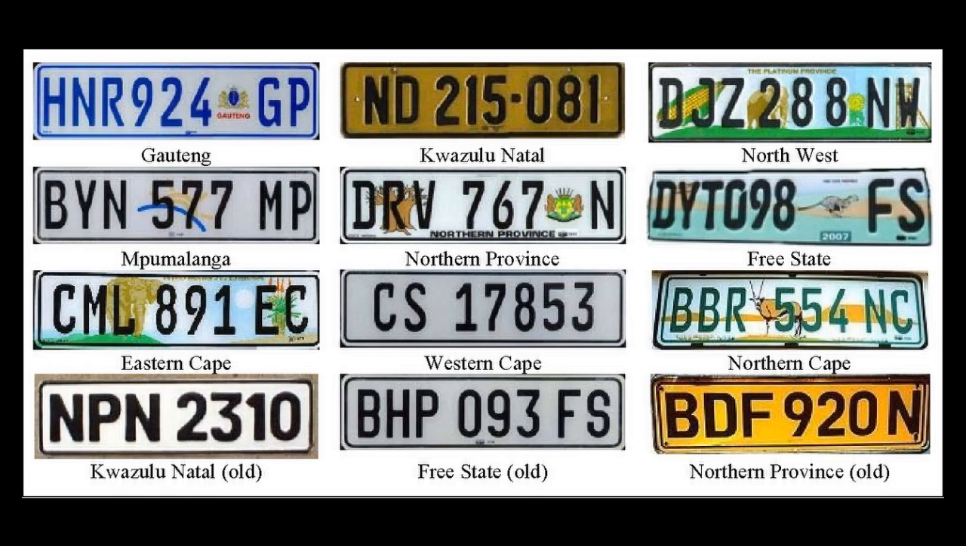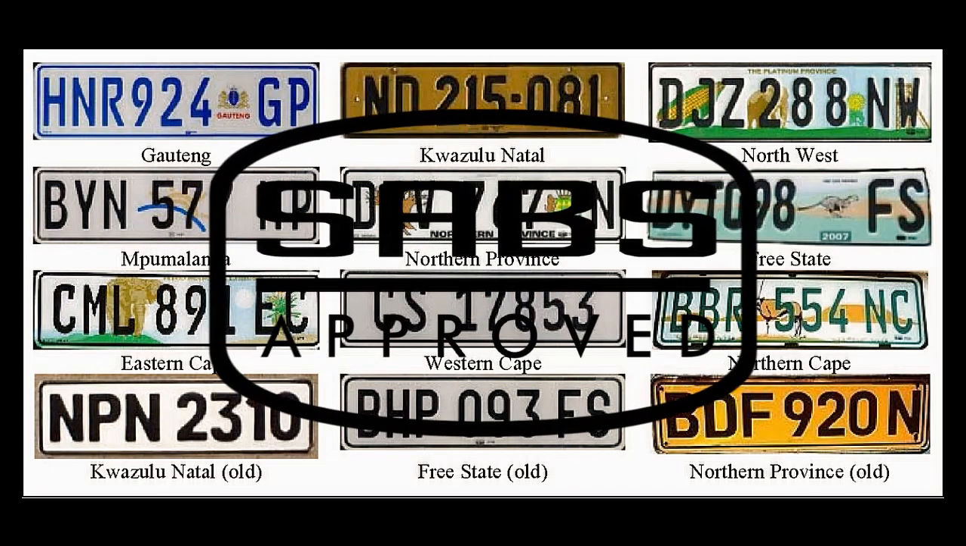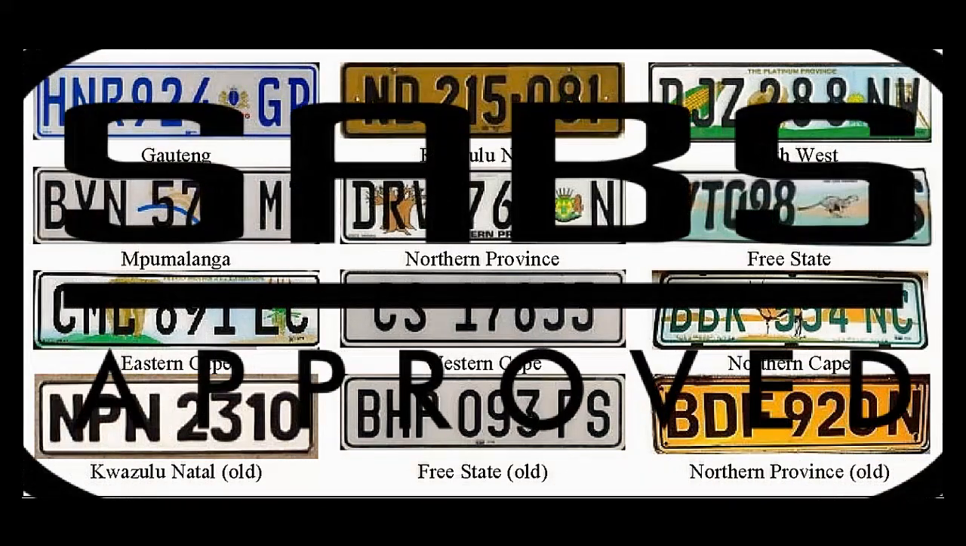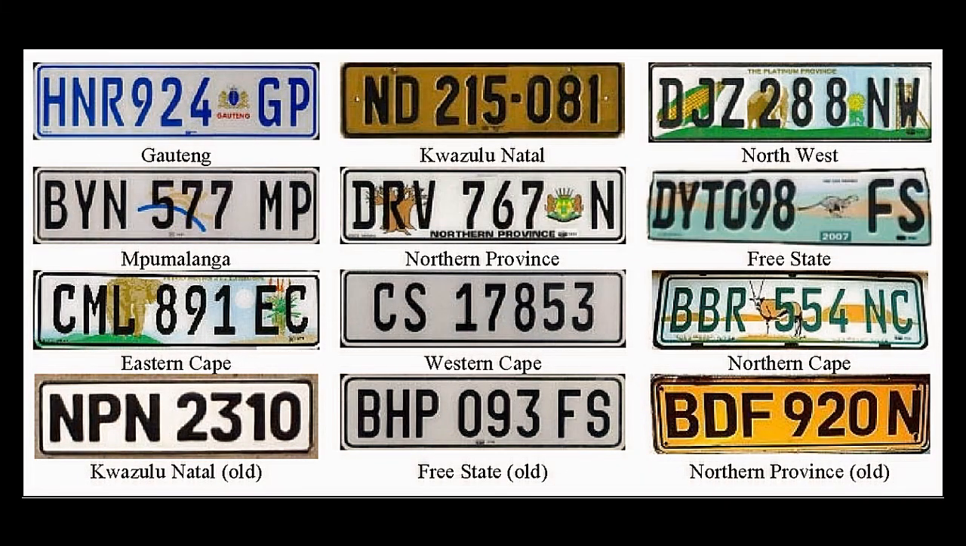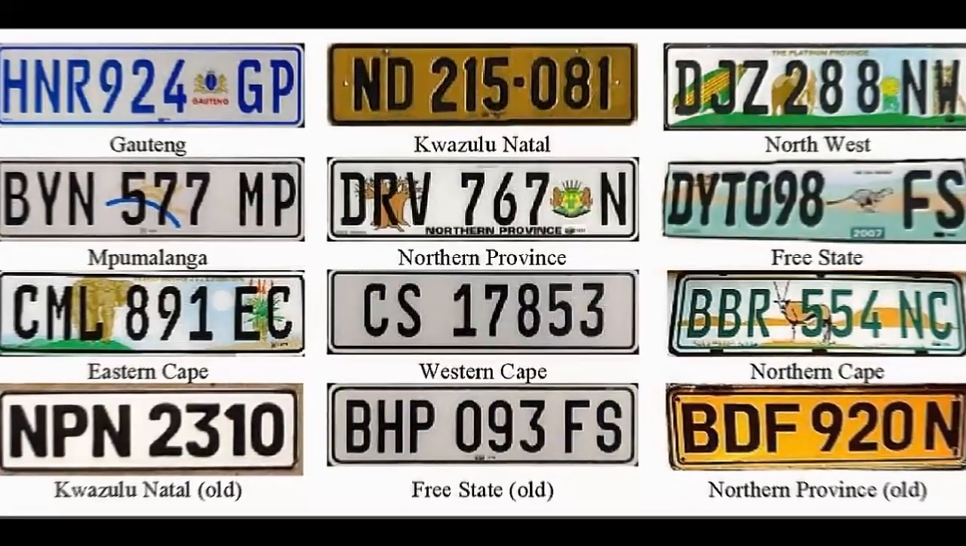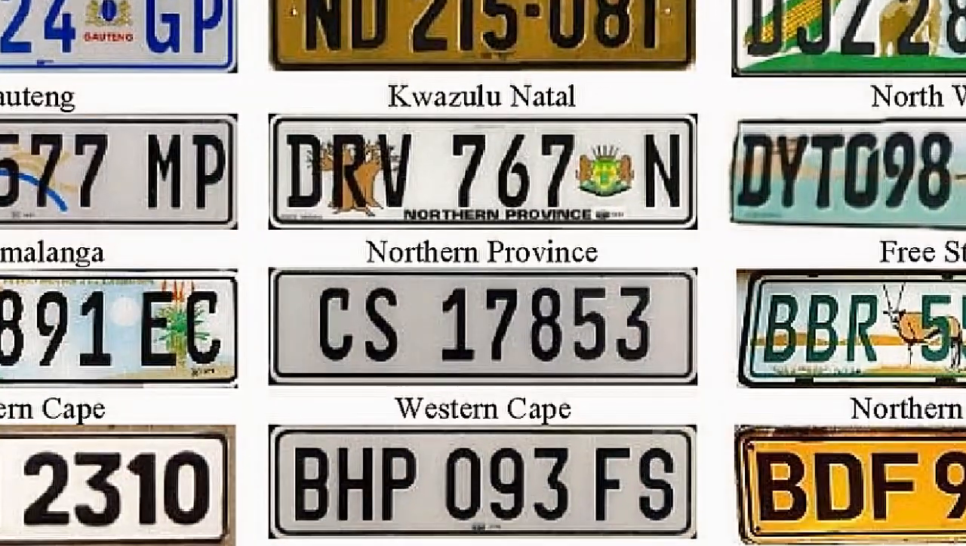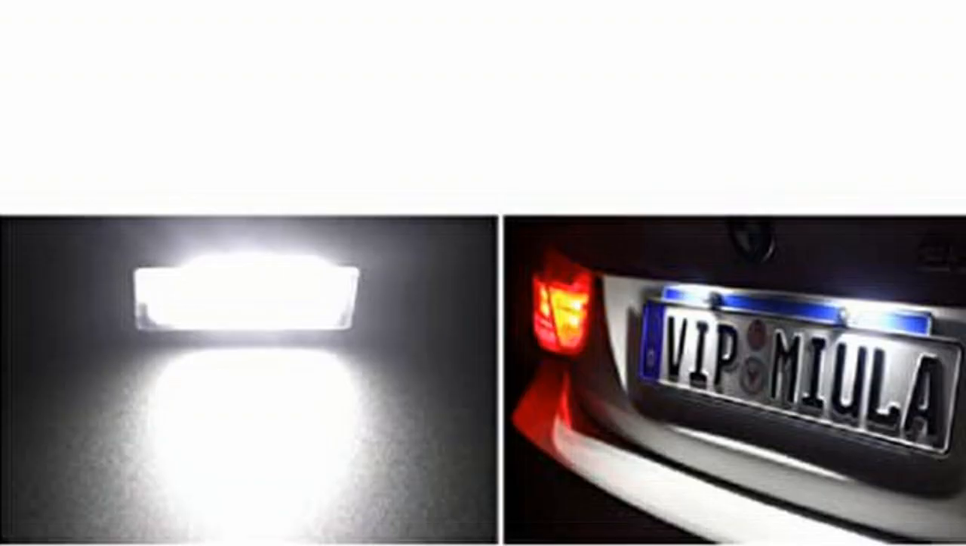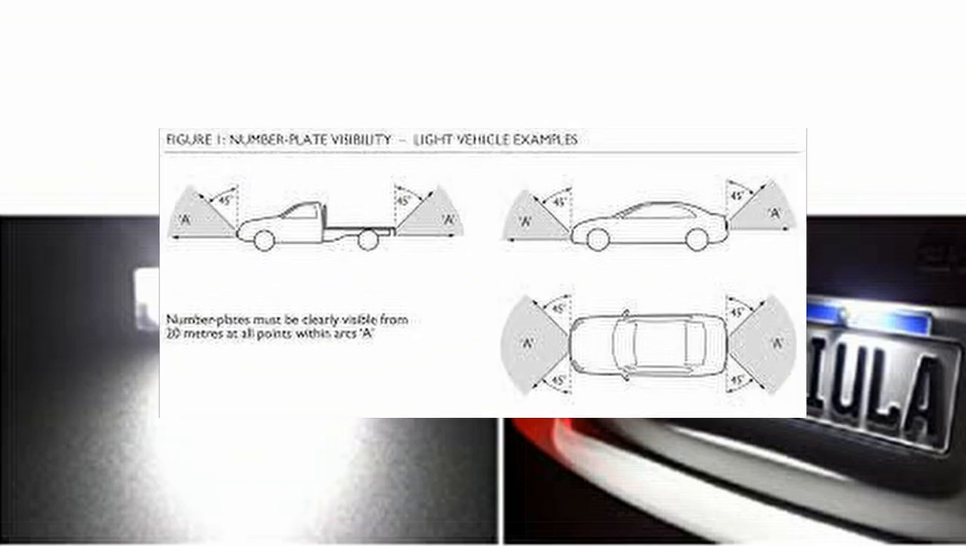First, the number plate and number plate lamp. All vehicles must be fitted with SABS approved number plates and must be in an upright position. All letters and numbers on the plate must be visible. A lamp must be fitted to the rear number plate and should make it visible from at least 20 meters.